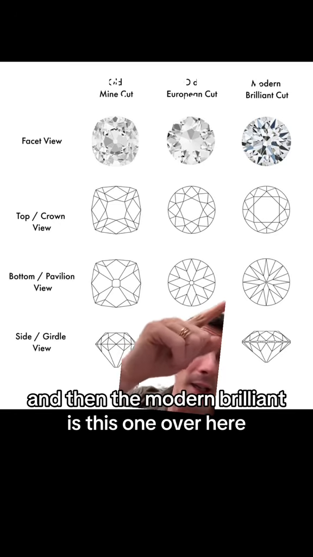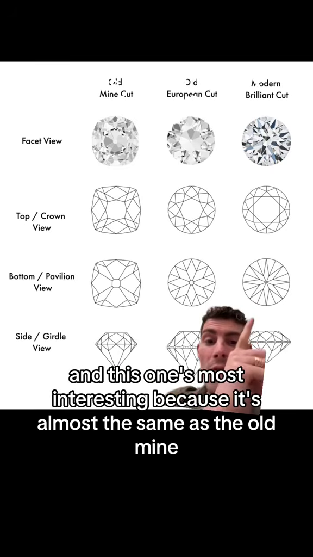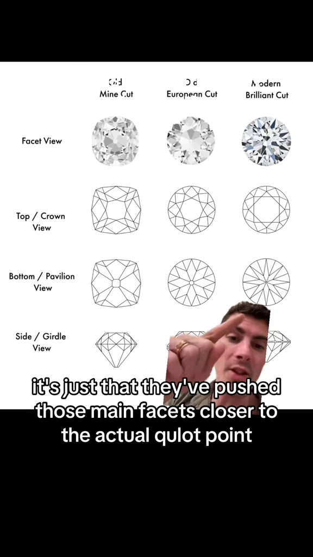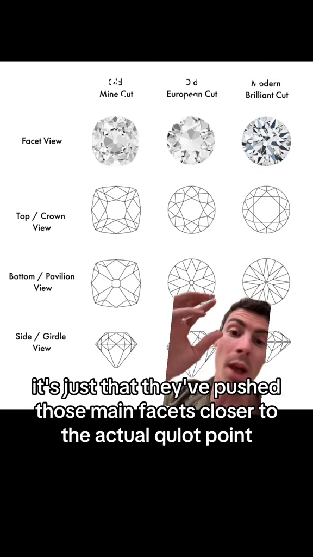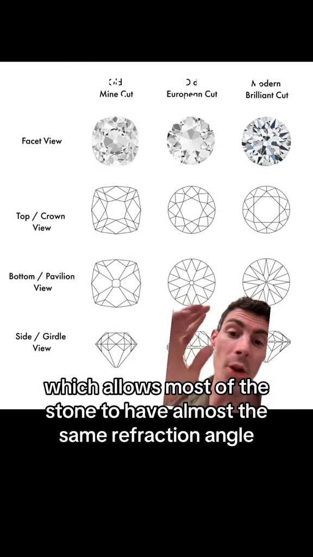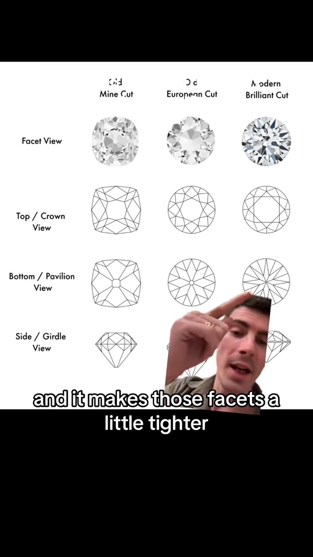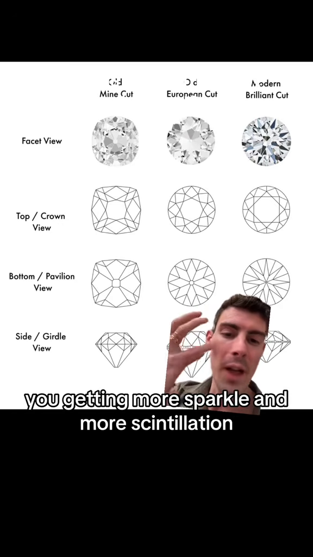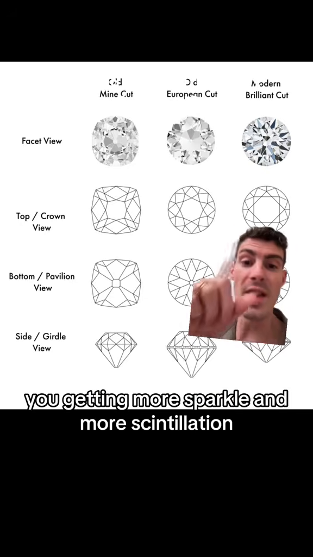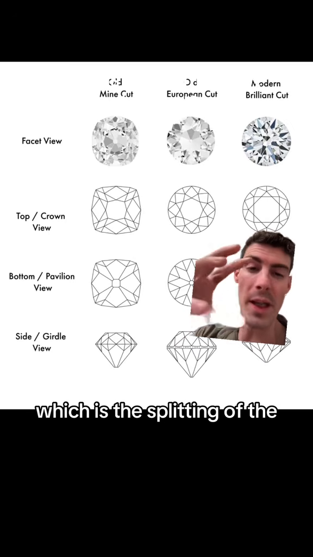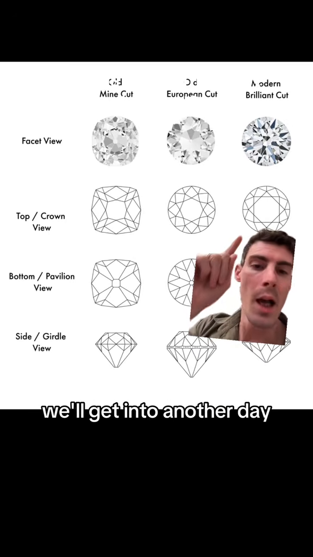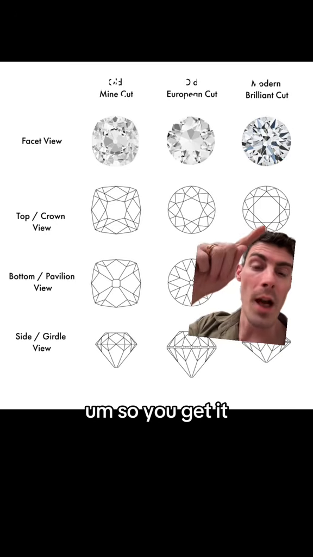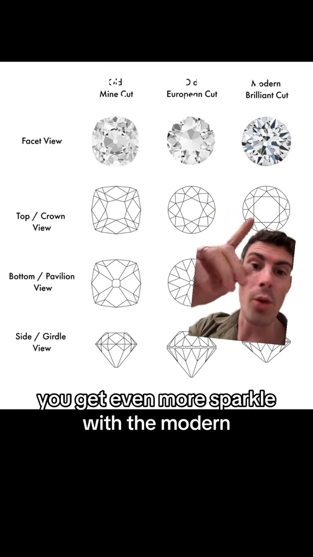And then the modern brilliant is this one over here. And this one's most interesting because it's almost the same as the old mine. It's just that they've pushed those main facets closer to the actual culet point, which allows most of the stone to have almost the same refraction angle, and it makes those facets a little tighter. So you're maximizing these facets here to come down a little further. You're getting more sparkle and more scintillation, which is the splitting of the light, we'll get into it another day, through the crown. So you get even more sparkle with the modern brilliant round.